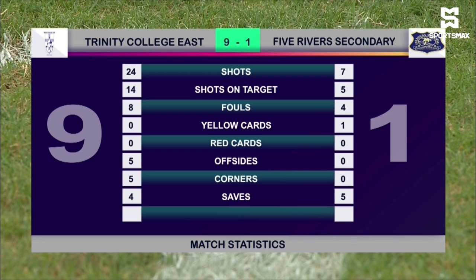A young Corridon getting that. No red cards. Offsides, 5 to Trinity College East, none to Five Rivers. Corners, 5-0. And then saves, 4 from Trinity College East and 5 from Samson of Five Rivers. So that's the situation here. 9-1. Let's go down to Hans. He's got the man of the match with him.